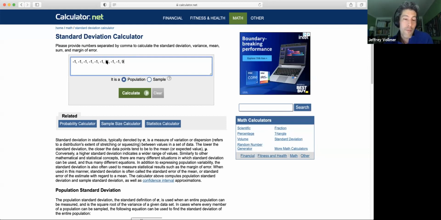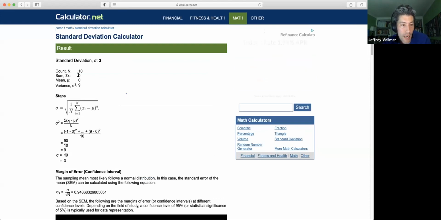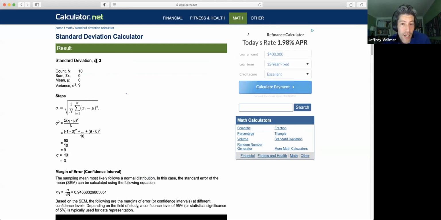There's 9 negative ones, and there's a positive 9. So the sum is going to be 0. So when we calculate this, the sum is 0, the average is 0, and the standard deviation is 3. Okay. So actually, this shows you the standard deviation is 3.